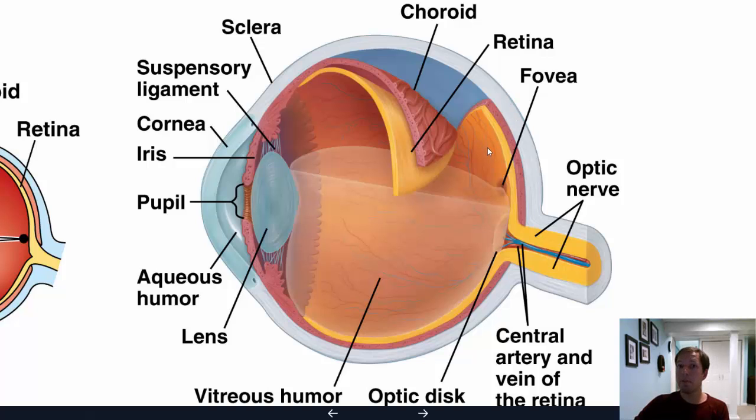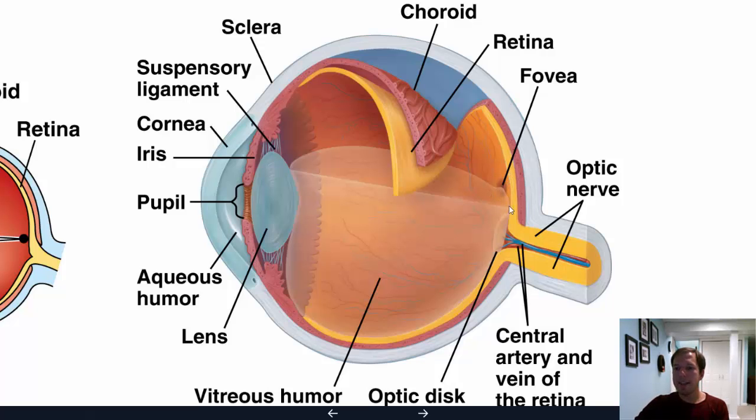But on the retina are going to be the photoreceptors. So this is where light is actually perceived. The front part of the eye is really just there in order to be able to adjust the light that is entering in. The retina is really what is responding to that light.